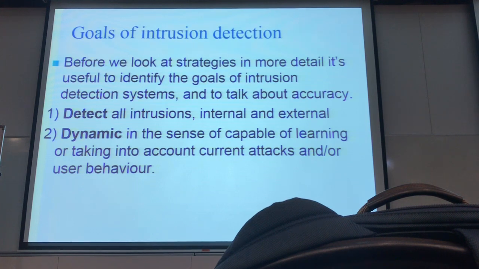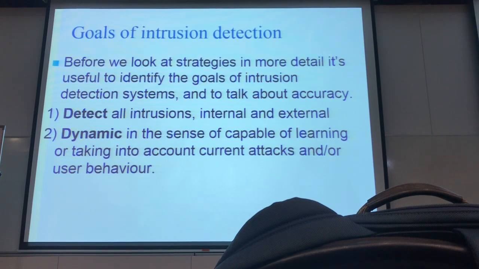So these are some common sense, right? We want to detect all the intrusions accurately. Essentially, we want to detect all the intrusions, internal and external. For example, a masquerader can be an external intrusion. Someone who has stolen your password may try to access your account. Internal means some insiders may try to access or take over the account of other people, right?